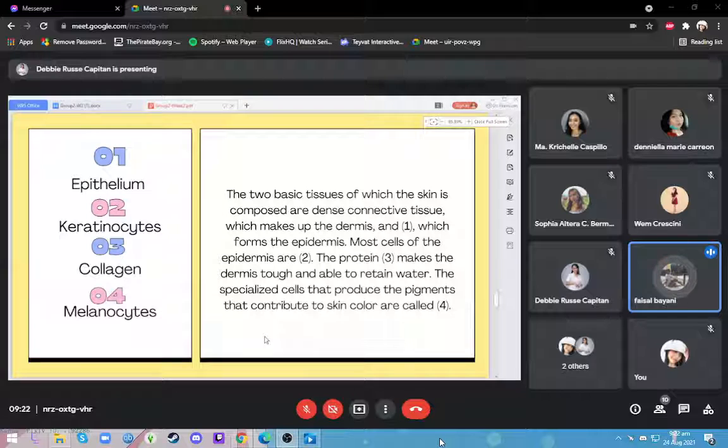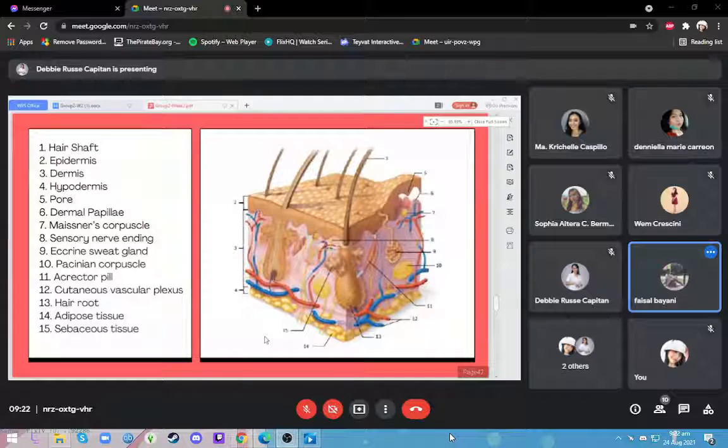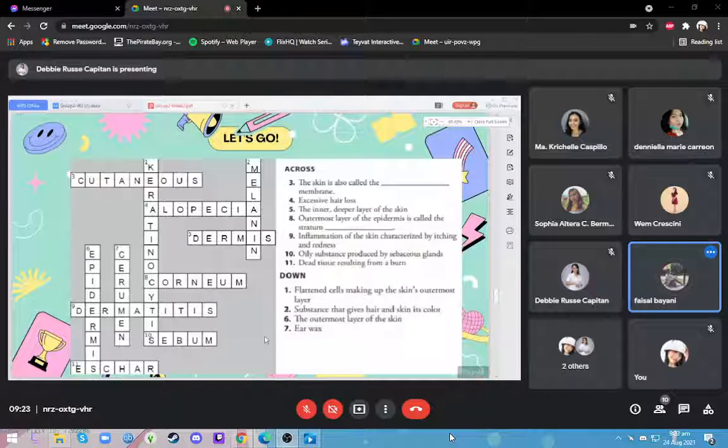The specialized cells that produce the pigments that contribute to skin color are called blank. Our answer for number four is melanocytes. So now let's proceed to the crossword.